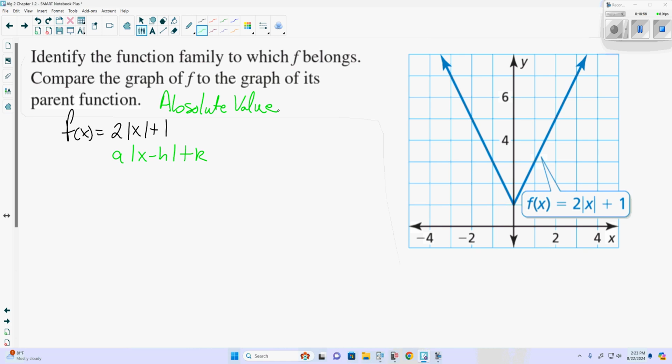But we do have values for more than just one of our a, h, and k. This one here, we don't have a value of h, which means there is no movement left or right. But what direction do we have a movement? We have up and down. How far are we moving up or down?